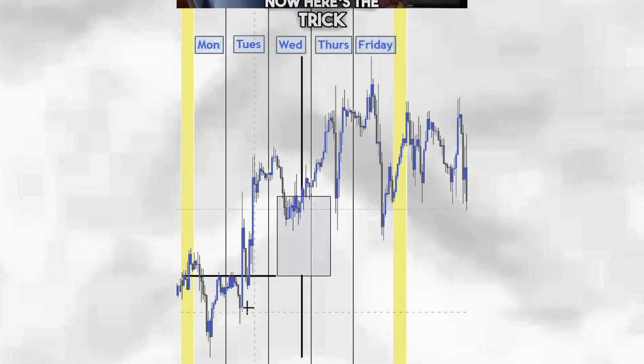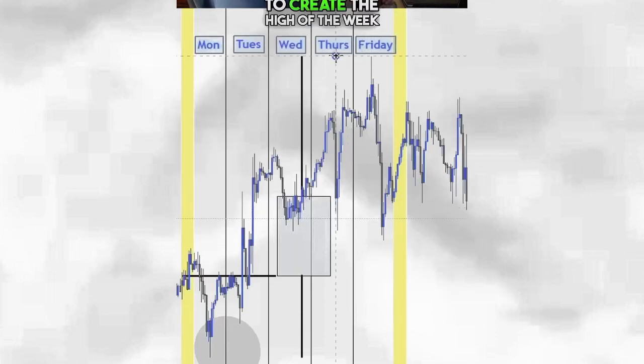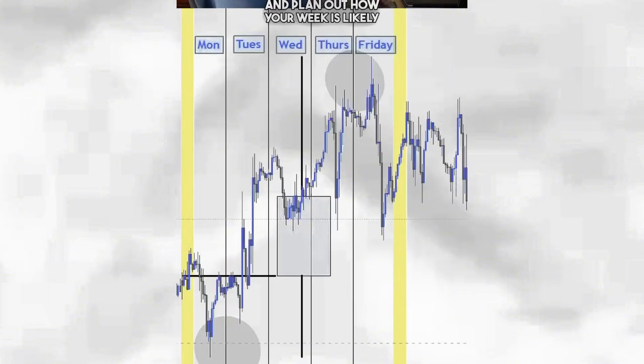Now here's the trick. If we are bullish, we are likely to create the low of the week at the start of the week, and you can use the news to find out when that's likely to be. And in a bullish week, we are likely to create the high of the week towards the end of the week, where we can use the news to find out when that would be. So start looking at what Forex Factory is telling us, use it as a roadmap, and plan out how your week is likely to look.